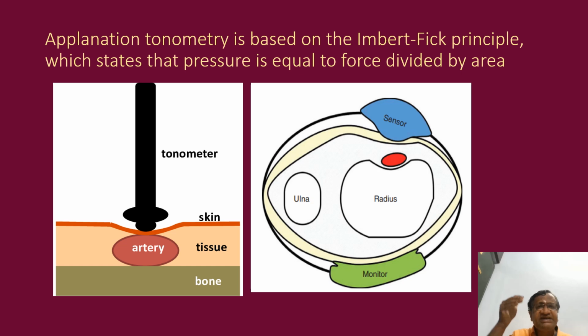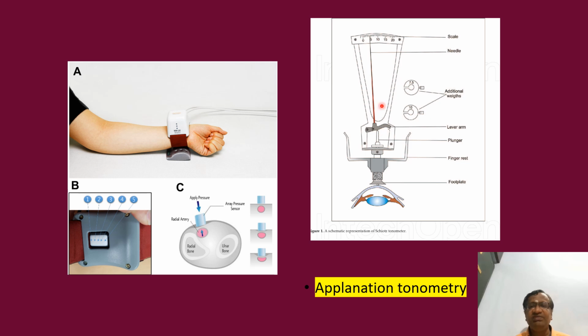There is something called applanation tonometry. It is based on the Imbert-Fick principle. That is the physics: pressure is equal to force divided by area. Tonometry is usually used by the ophthalmologist to determine IOP, intraocular pressure. Now we are using this as a compression sensor. We are compressing something and then finding out the pressure. Over the radial artery, we apply pressure with arterial pressure sensors, and we find out the pressure.